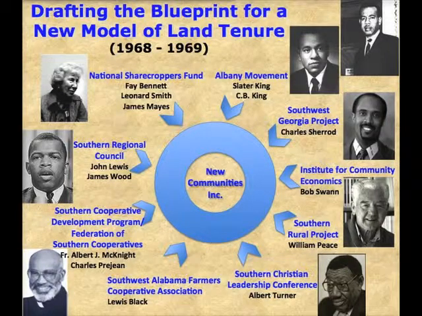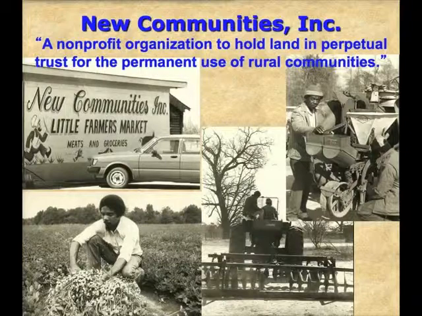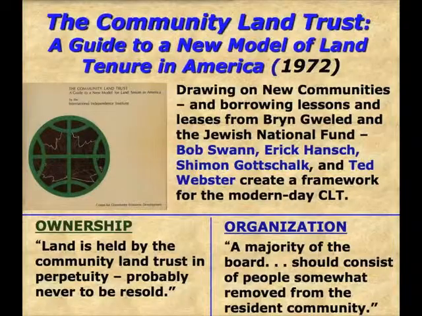The board decided to press on. Charles Sherrod was asked to become the new president. He packed his bags, kissed his wife Shirley goodbye, and headed to New York City, where Fay Bennett and Bob Swan were ready to help with the search for financing. New Communities managed to close on its option on January 9, 1970, coming into possession of 3,000 acres of farmland and over 2,000 acres of woodland, at the time the largest tract of land owned by African Americans in the United States. The story of New Communities became the basis for the first book about CLTs, published in 1972.